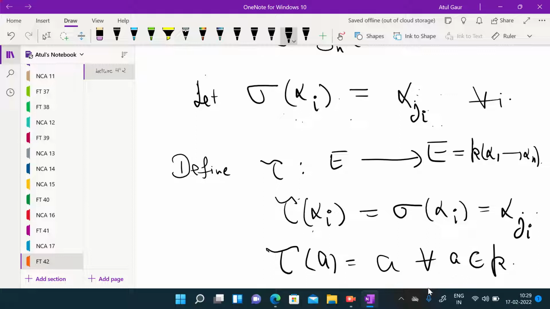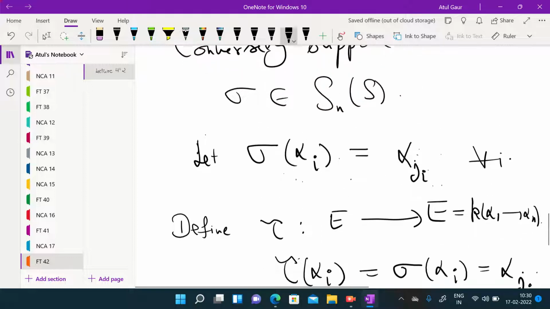तो यू में आर्ग्यू कि भाई ये टाउ तो फिर ऑटोमॉर्फिज्म हो जाएगा E से E में. Is that fine? Can you see something wrong in this? Can you see something wrong?